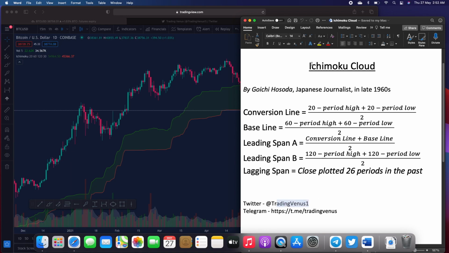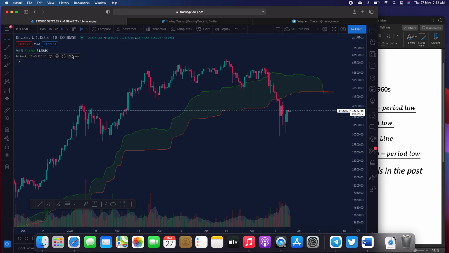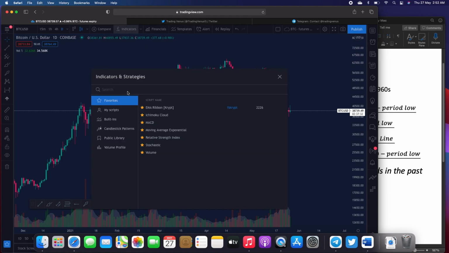Today we are going to talk about Ichimoku Cloud, which is a collection of technical indicators given to us by Goichi Hosoda, who was a Japanese journalist in the late 1960s. So basically, to add Ichimoku Cloud on TradingView, we go inside the indicators and strategies and type in Ichimoku Cloud and use the built-in version.